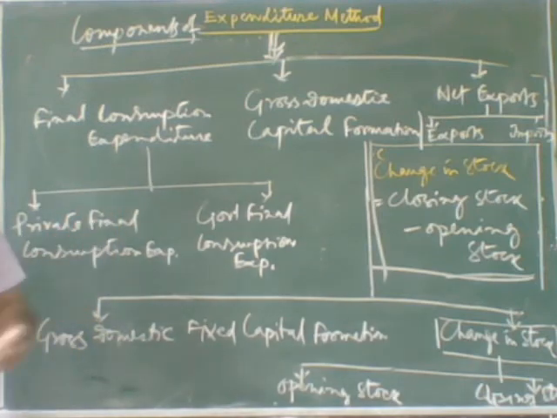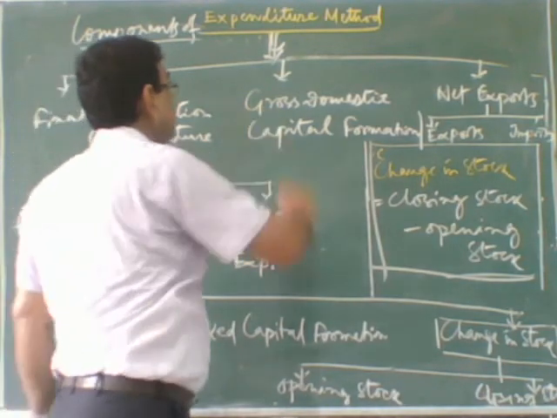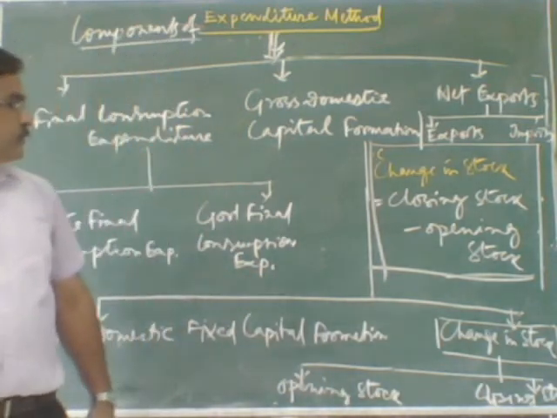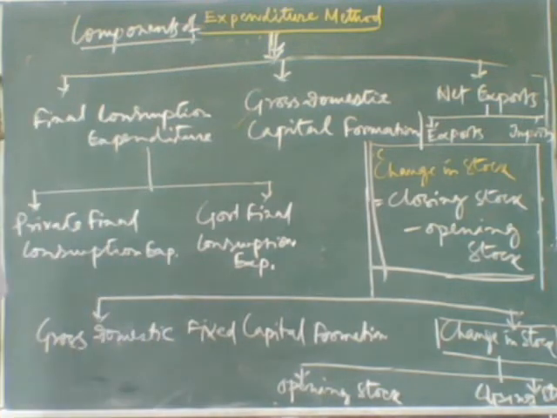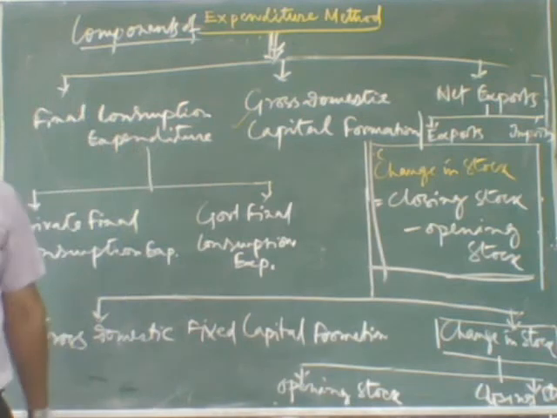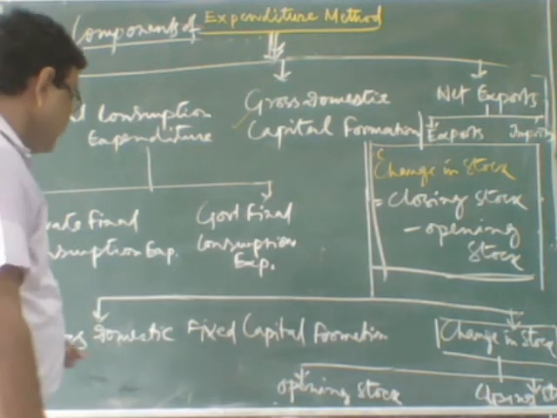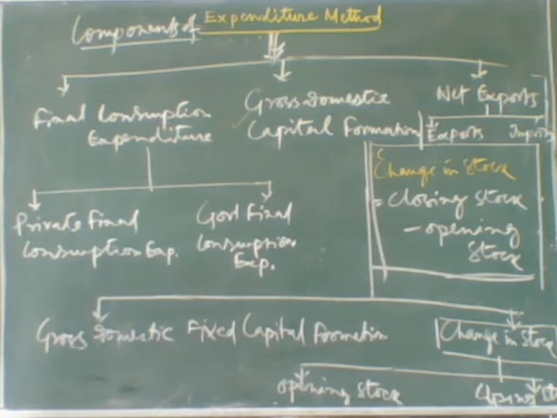Next I come to gross domestic capital formation. This consists of two parts: gross domestic fixed capital formation and change in stock. Now, what is gross domestic fixed capital formation? It is an expenditure on the following three items.